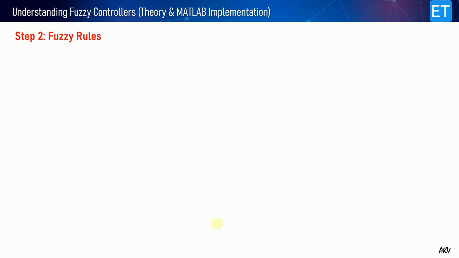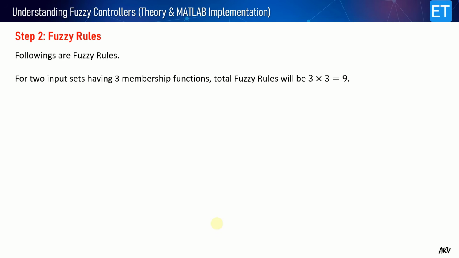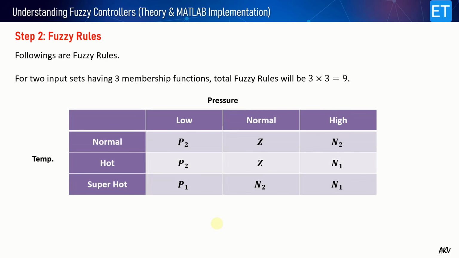So now let's talk about the fuzzy rules, how to define the fuzzy rules. As I said, this is the difficult part and it depends on the experience of the designer. So we have three membership functions for each input. We have two inputs, so a total of 9 rules will be designed.